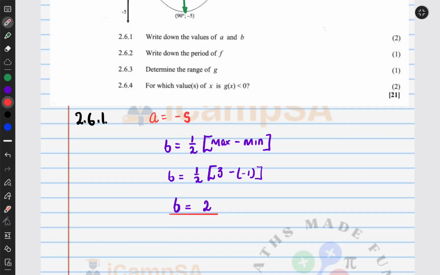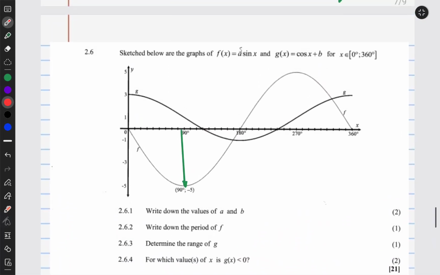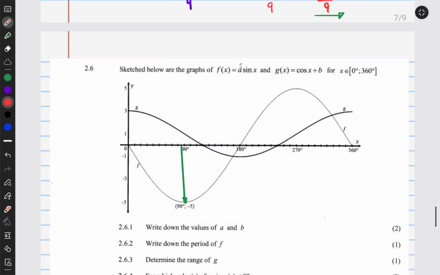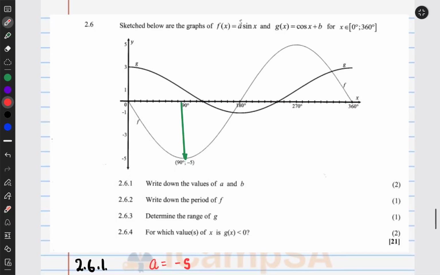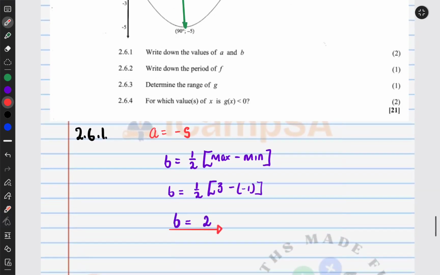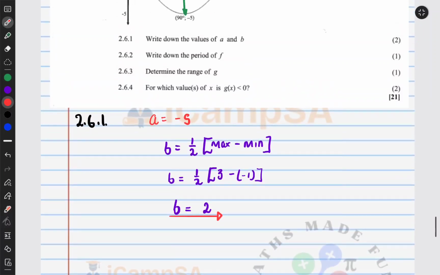So the cosine function, the g function, has been shifted 2 units upwards, as we see that the baseline now of this function goes between 3. Sorry, what have I done here? No, I think I made a mistake. This formula is not actually the one.